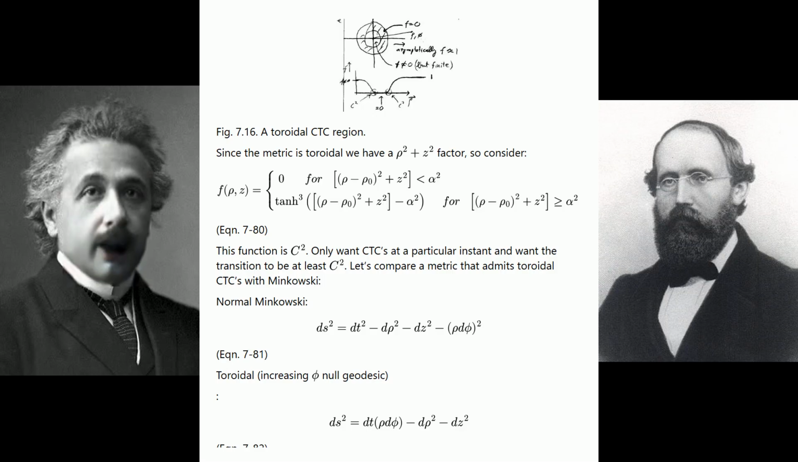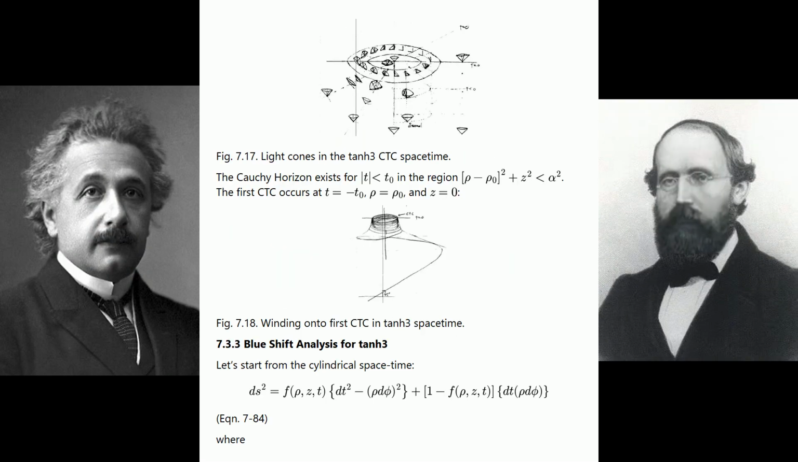Here's a sketch of the light cones. Figure 7.17. Light cones in the tan3 CTC spacetime. The Cauchy horizon exists for the absolute value of t less than t sub 0 in the region (rho minus rho sub 0) squared plus z squared is less than alpha squared. The first CTC occurs at t equals negative t sub 0, rho equals rho sub 0, and z equals 0. Figure 7.18. Winding on to first CTC in tan3 spacetime.